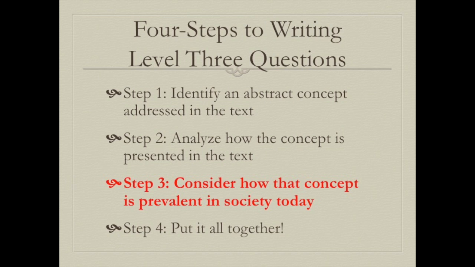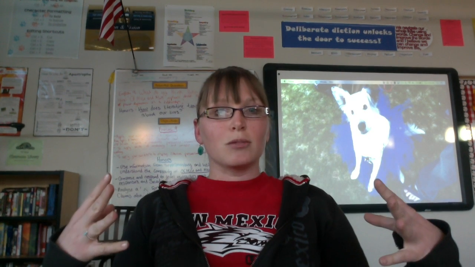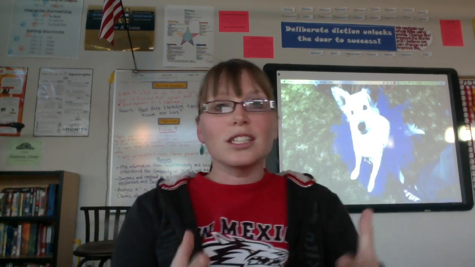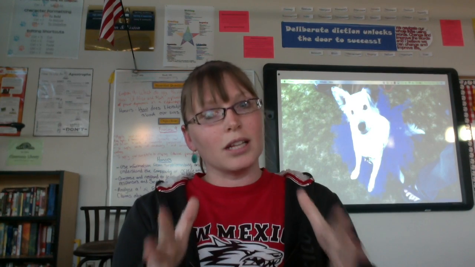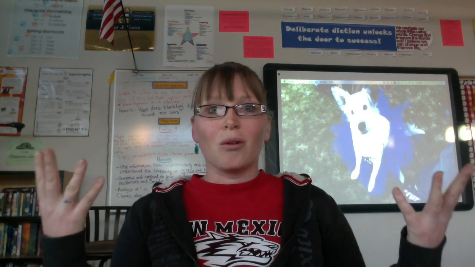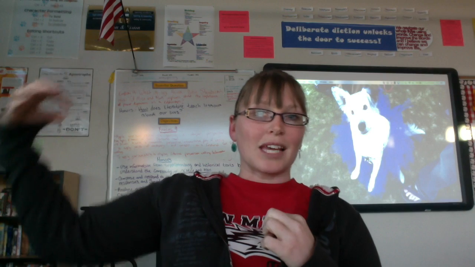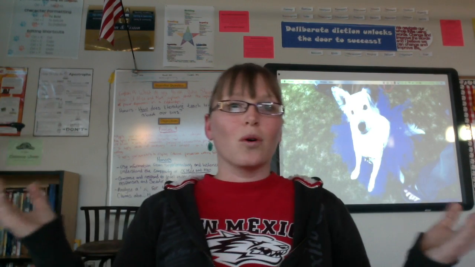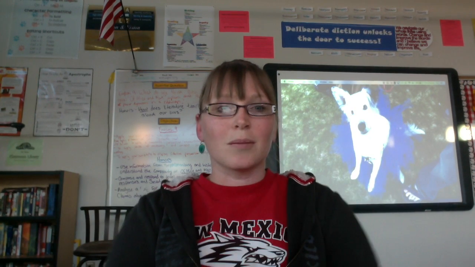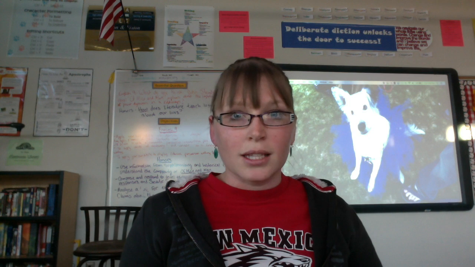Step 3 of writing strong level 3 questions would be to consider how the abstract concept is prevalent in society today. So you've figured out an abstract concept, you've looked at how that abstract concept is important in the text. Well, now those level 3 questions connect to something outside of the text, so you need to look for something outside of the text. You need to figure out how this concept is important to life in general. Why did the author even bother writing about this abstract concept?